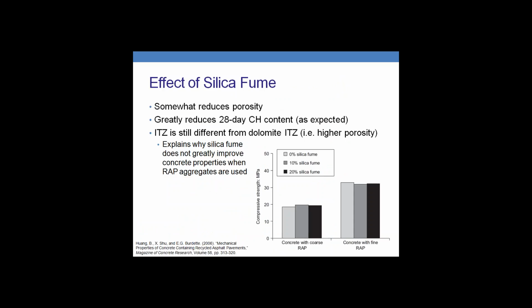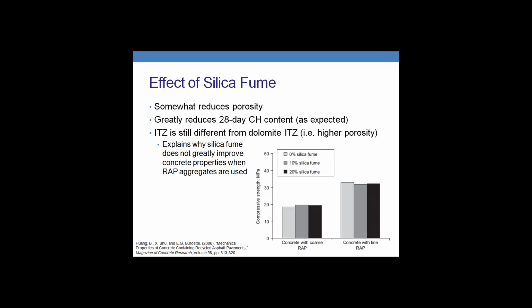have any effect. So here in this study, they had concrete with coarse RAP, with no silica fume, 10% to 20%, and you can see there's barely any difference in the bulk strength. So in the end, silica fume is very expensive. It's not worth it to add silica fume to concrete with RAP.